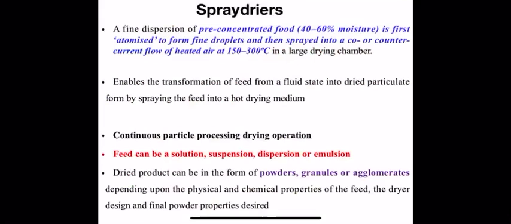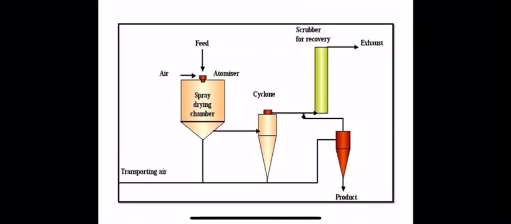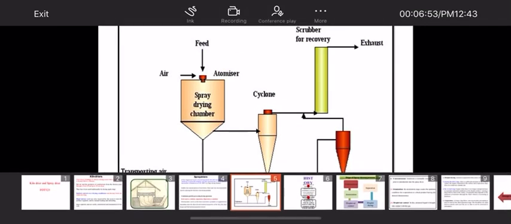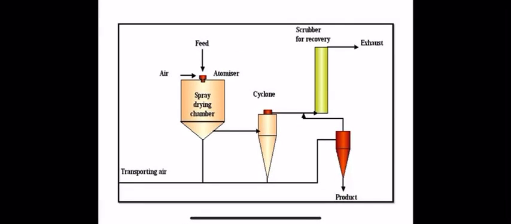See here in the picture, we have a spray drying chamber, a cyclone, an exhaust, and a scrubber for recovery, and we have the product on the red arrow here. So we have a feed.